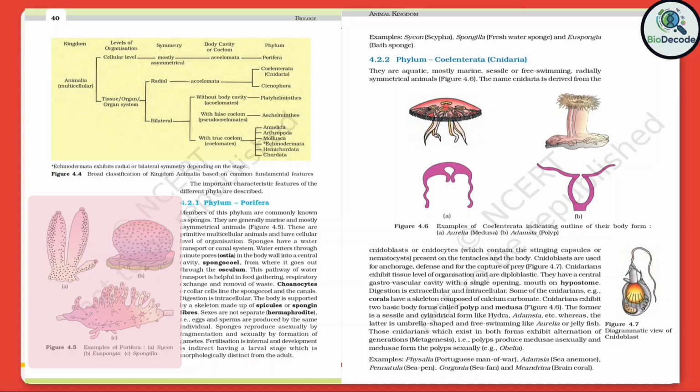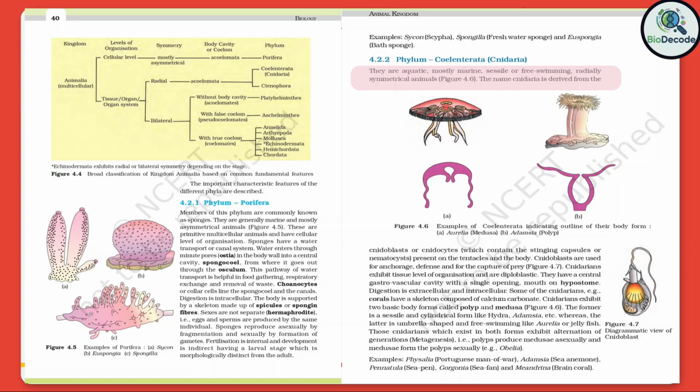This figure highlights the transition from simple cell aggregates to organisms with functional coordination via a canal system, an evolutionary step toward tissue-level organization. Examples: Sycon, Spongilla (freshwater sponge), and Euspongia (bath sponge). Phylum Coelenterata, Cnidaria. They are aquatic, mostly marine, sessile or free-swimming, radially symmetrical animals.